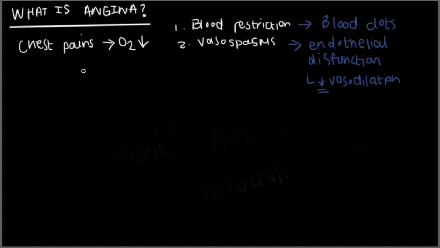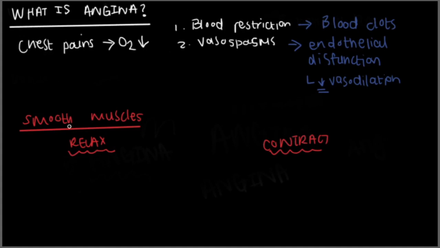Let's first look at how smooth muscles relax and contract. And the reason why we are looking at the relaxation and the contraction of smooth muscles is we want to cause vasodilatation in the veins to decrease the resistance in the arteries.